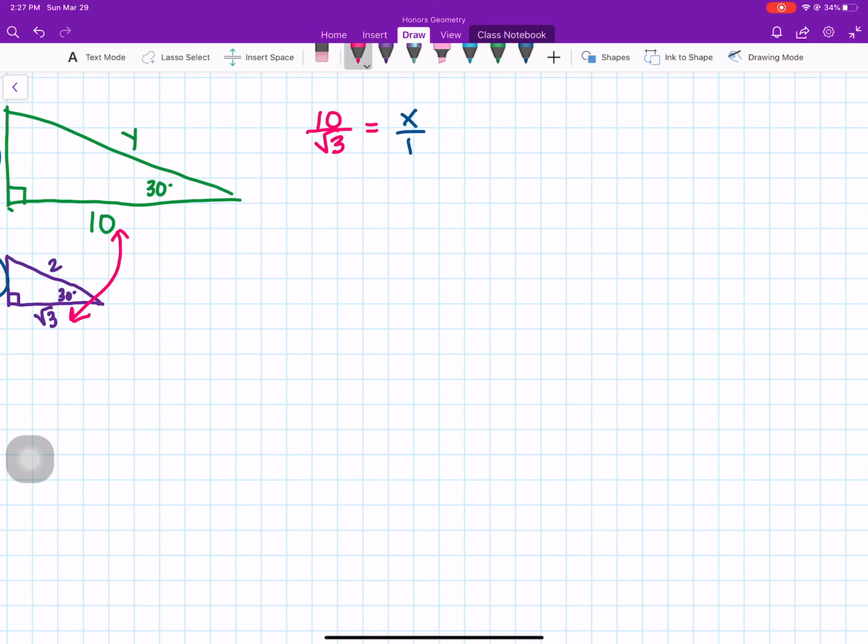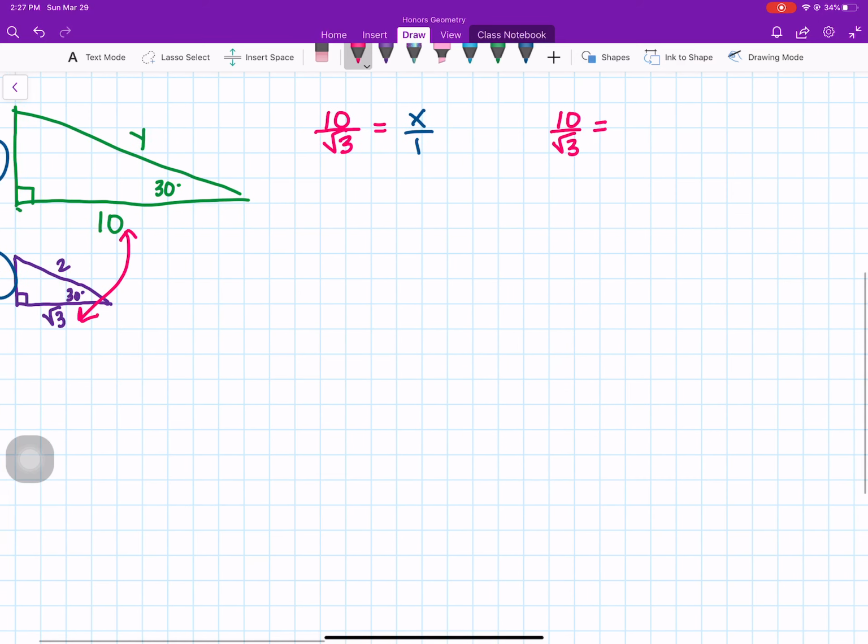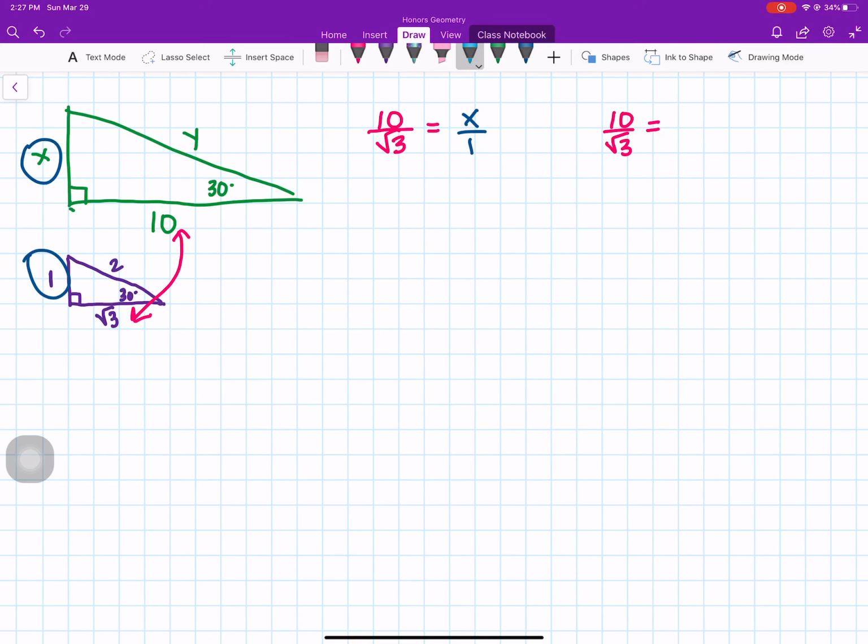The other proportion that you solve will also be 10 over root 3. And that will coincide with the hypotenuses, which is y over 2. And then you can cross multiply or do some mental math, depending on how things work out for you. Like this one is x over 1. So it's just x equals 10 over root 3. Oops. Got ahead of myself there.